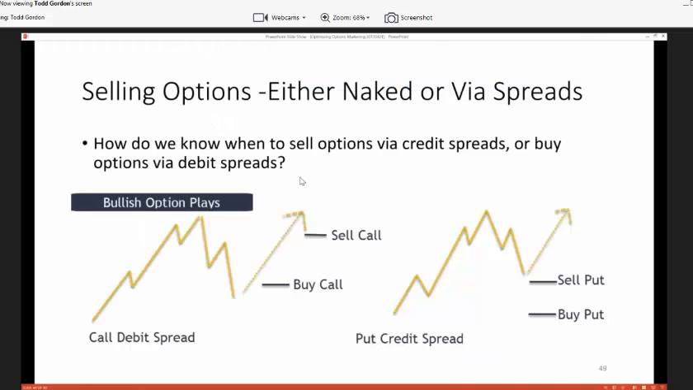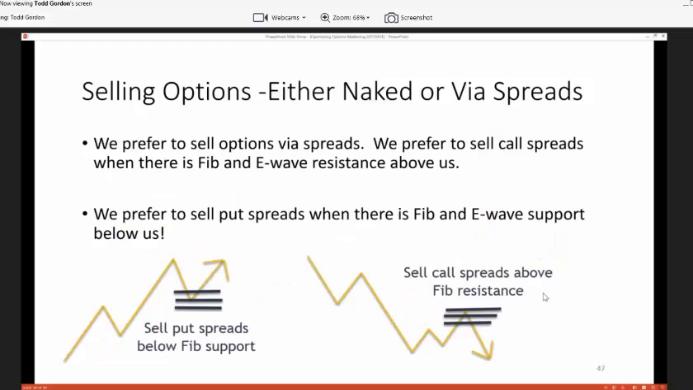Now, selling options. We just talked about buying options. How about selling options? We talked about buying a pullback and then selling a call, buying a call, selling a call up to your fib and Elliott objective. You can also, to be bullish, sell puts rather than buying calls. You can sell a put, buy a put. That's another way to express your bullish bias.